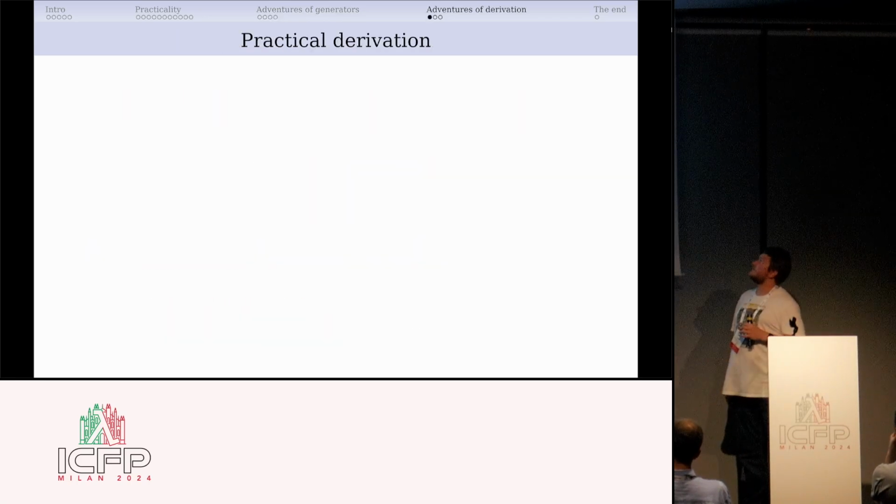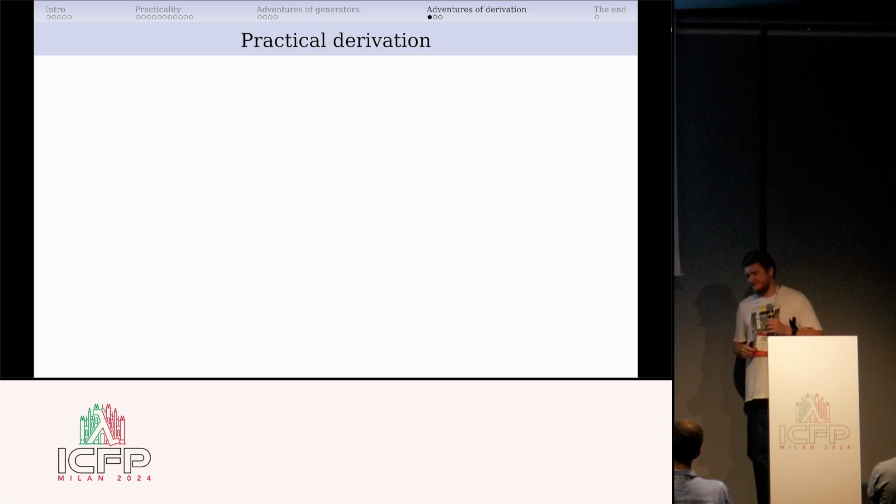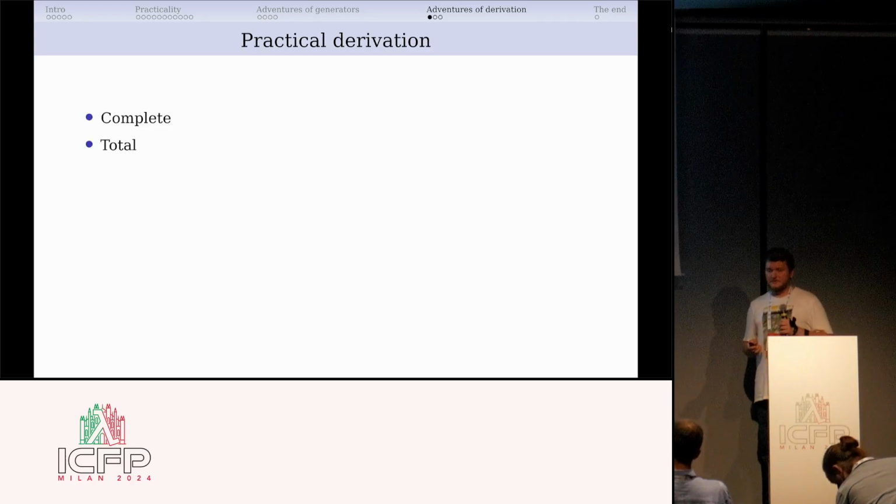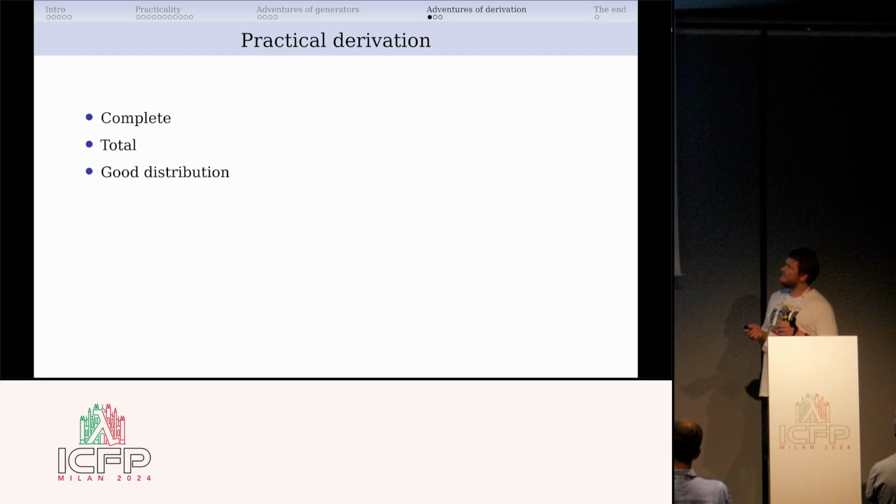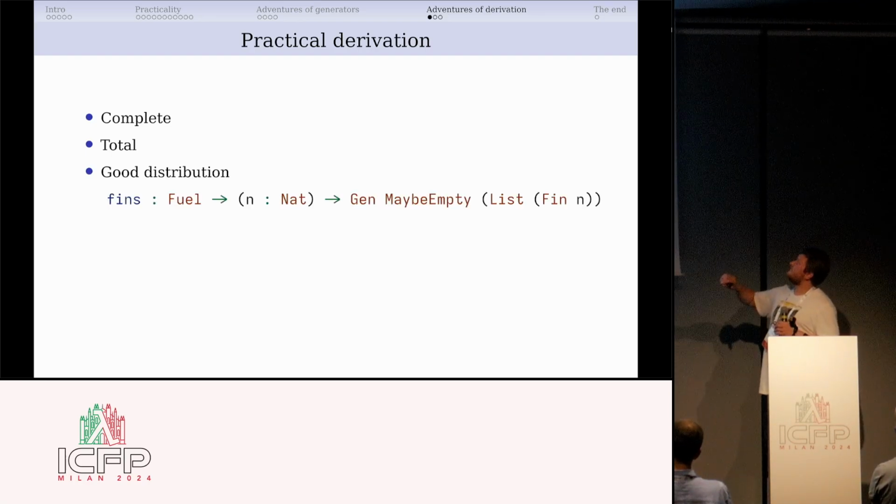There are also a lot of challenges in derivation of such types. Surely we don't support every single dependent type, and I'm not sure it's really possible. But still, we want complete, total, and nicely distributed derived generators. For instance, if we want a generator for lists of some bounded type, we want the length of lists to be distributed evenly, in a sense, and each element to be distributed evenly and independently.